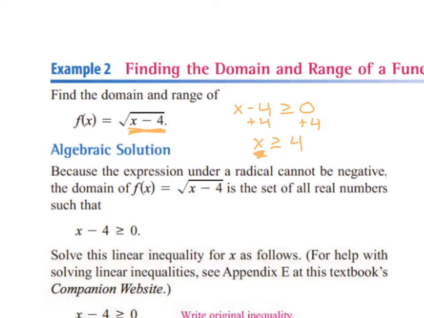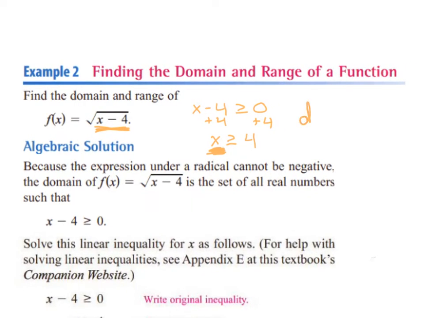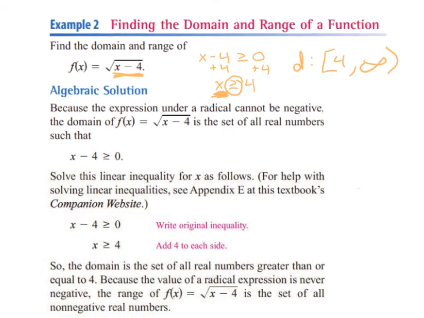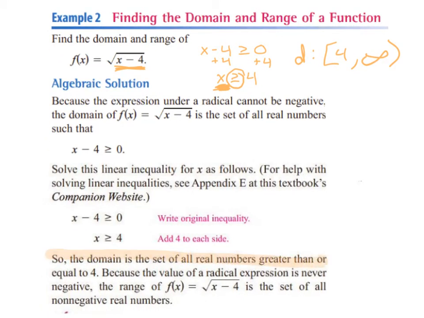So since x tells us our domain, we said our domain is all the possible x values. We know that our domain here starts at 4, and we put a bracket since this is greater than or equal to. And then we have no restriction on the higher side of x, so x could be anywhere to infinity. So 4 to infinity, I'm sorry, +4 to infinity. So our domain is a set of all real numbers greater than or equal to 4.